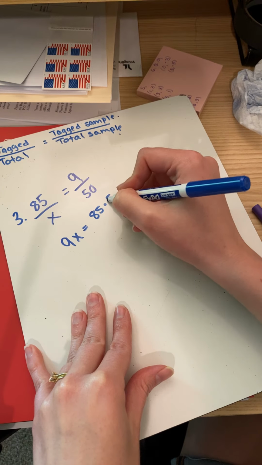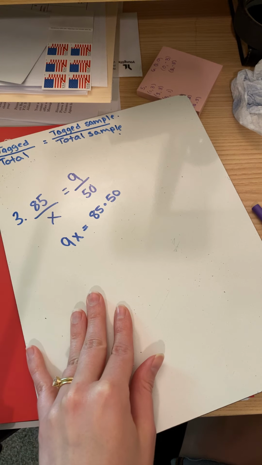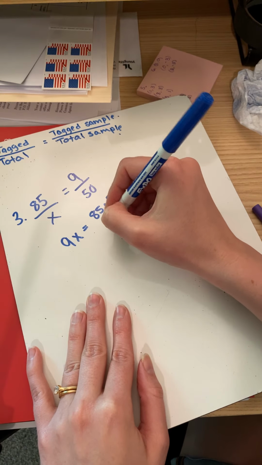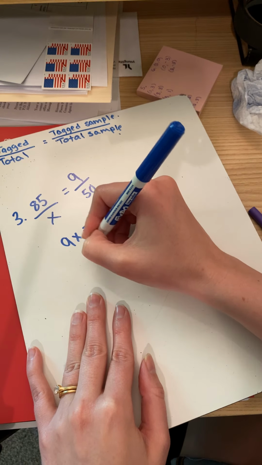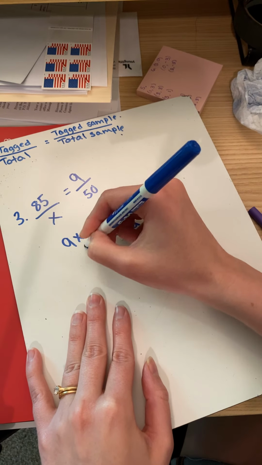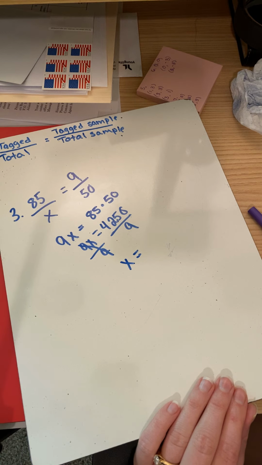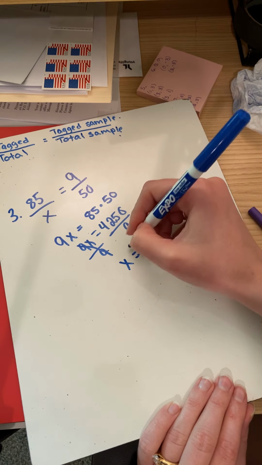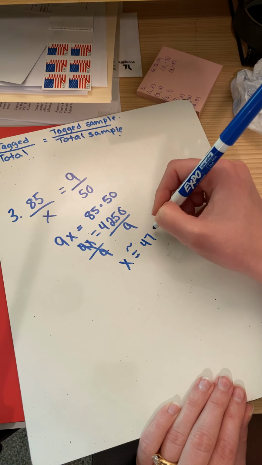We'll then multiply 85 times 50 and then divide it by 9. 85 times 50 is 4,250, set equal to 9x. Divide out your 9 on both sides, 9 cancels. X is now equal to about 472.